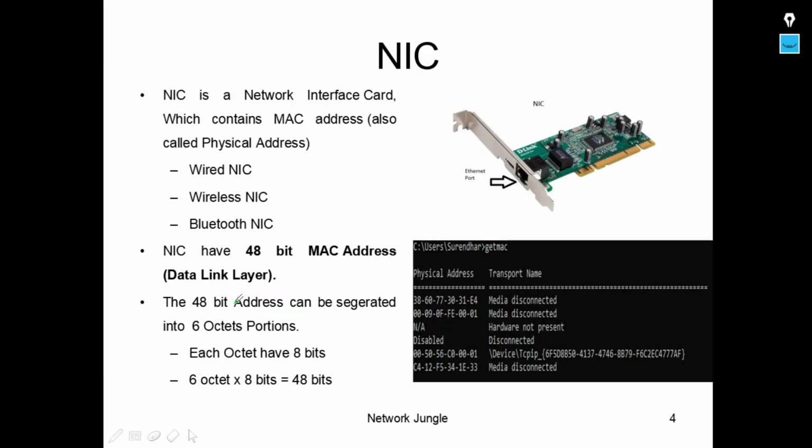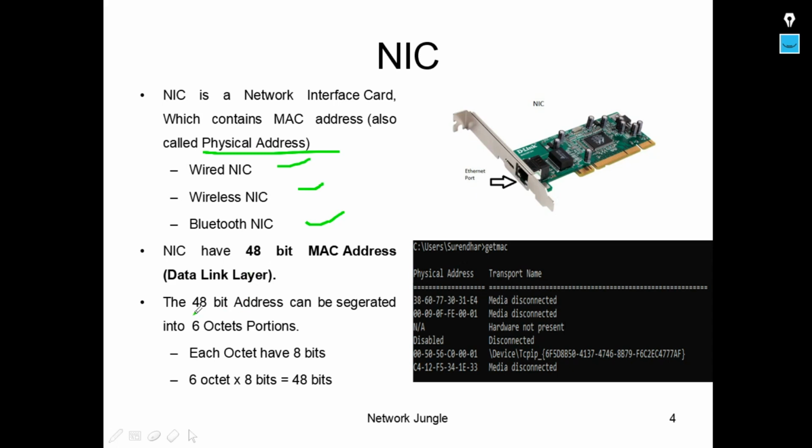Next, we talk about the NIC. What is NIC? NIC is the network interface card, which contains the MAC address. It is also called the physical address. During manufacture time, the address is printed. NIC can be classified into three types: wired NIC, wireless NIC, and Bluetooth NIC. A NIC has a 48-bit MAC address. In the OSI layer, it is represented as the data link layer.